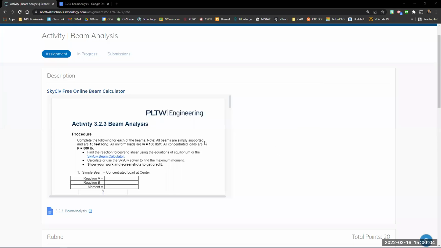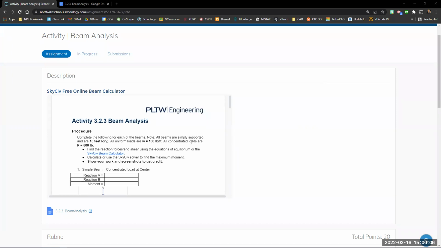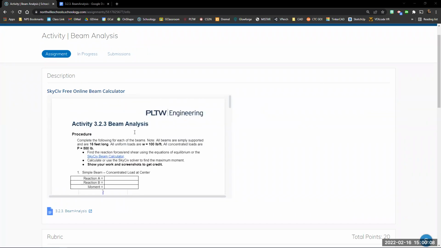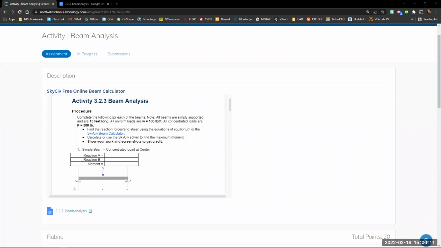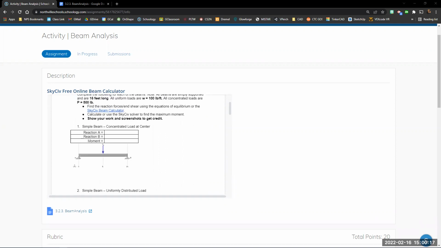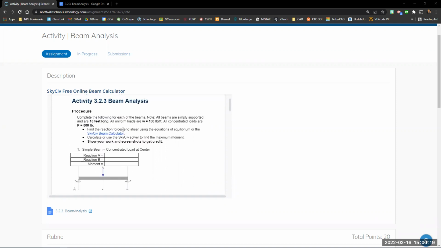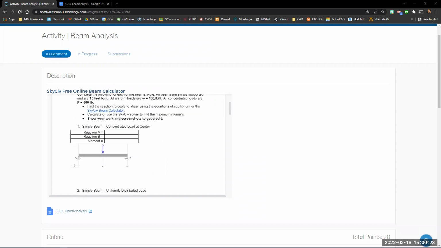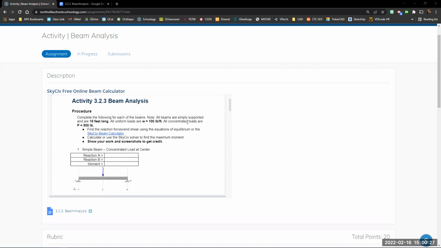Okay, so first off, go ahead and take a look at what we'll be doing. The procedure here: we are assuming that we've got a few beams. All the beams are simply supported. What that means is on one side it's going to be a pin, the other side the roller, and they're all 16 feet long. We're dealing with a uniform load of 100 pounds per foot, which deals with the beam itself. And all concentrated loads are going to be 500 pounds. That's going to keep things simple.